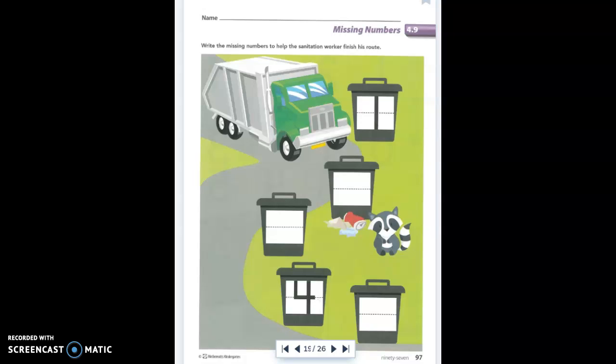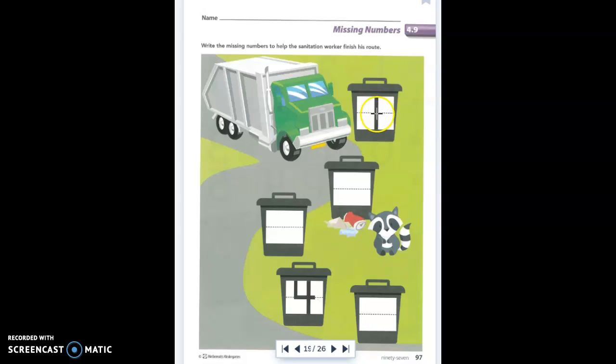Hello, please take out Math Lesson 4.9, Missing Numbers, pages 97 and 98. We're going to work through this together. Today, we're going to fill in the numbers that are missing, okay? So, we have all these trash cans, and some of them have numbers on them, and some of them don't, and so we have to fill in the numbers that are missing.